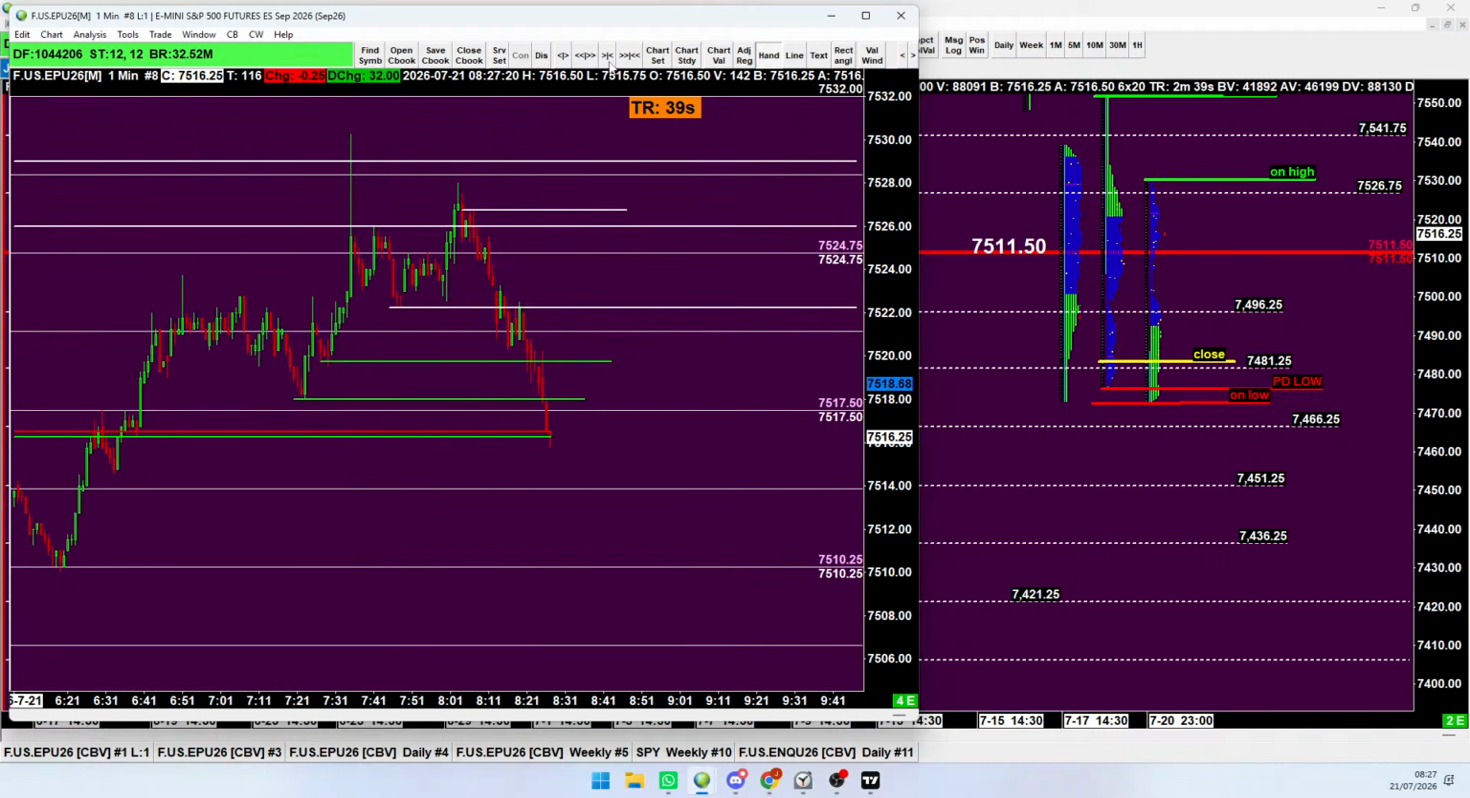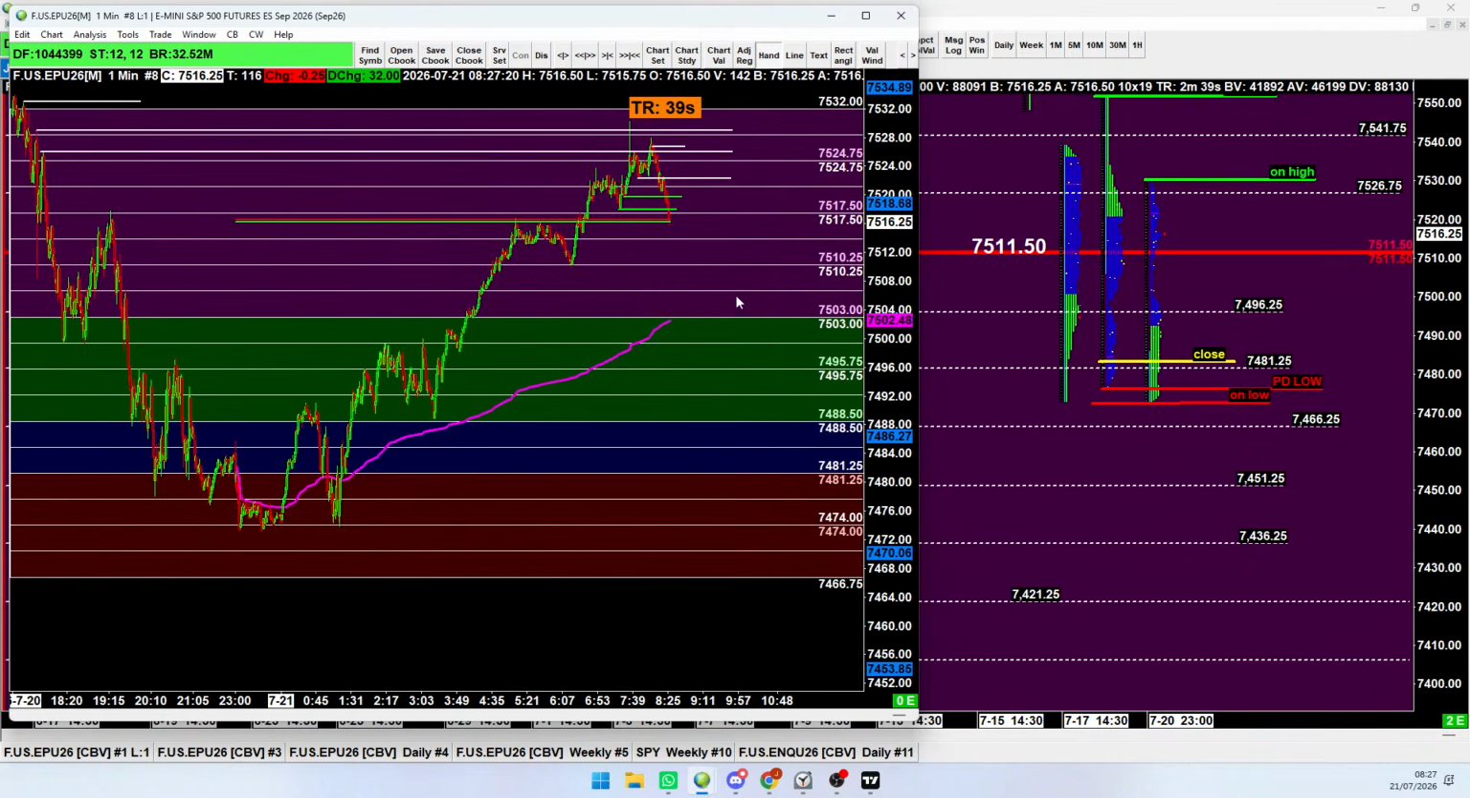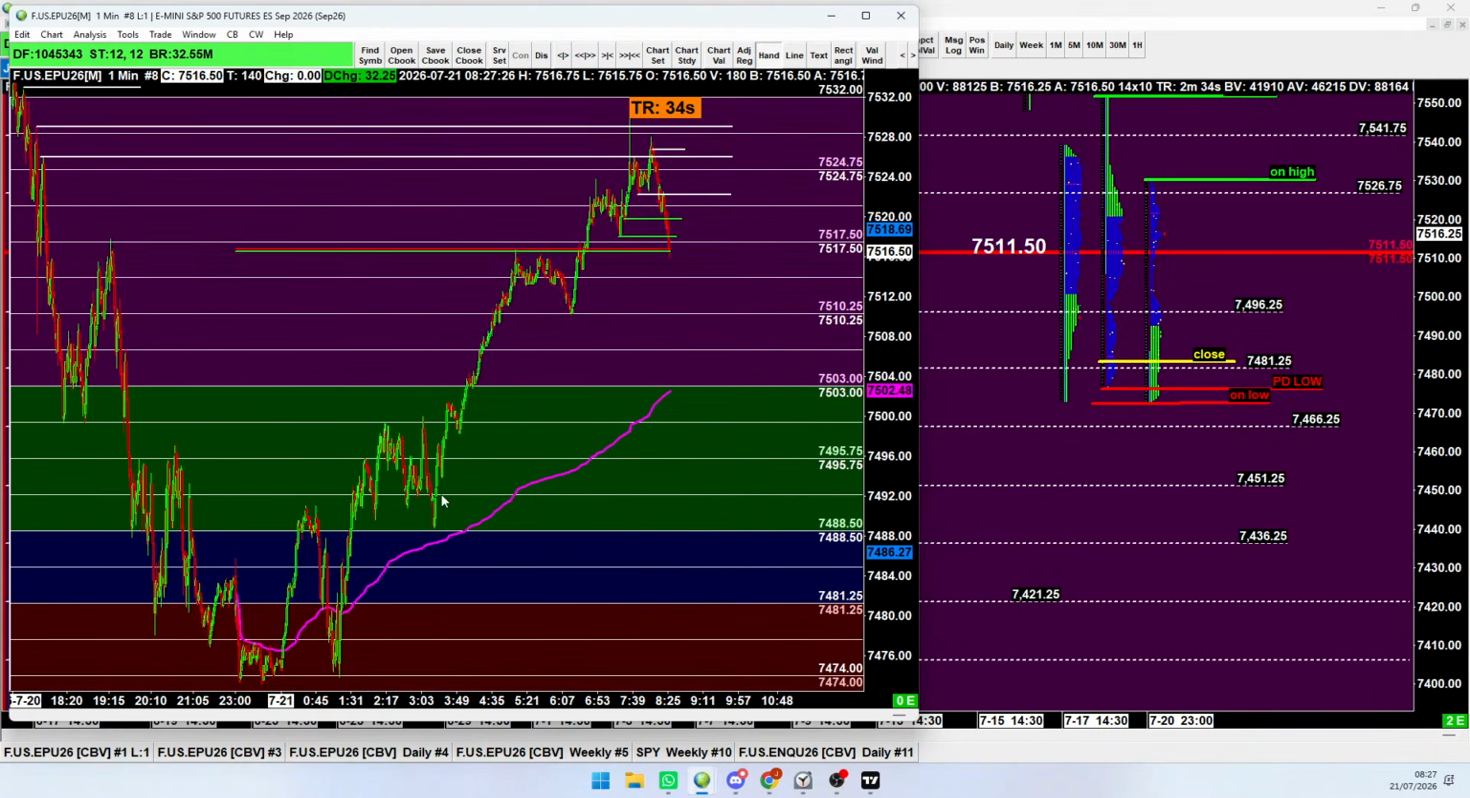Do not be surprised if this whole thing comes apart like a cheap suit. This whole move is taken up by short covering. Nobody really wants to buy it up here. They just have to because they shorted it underneath 7,500. That's all it is.